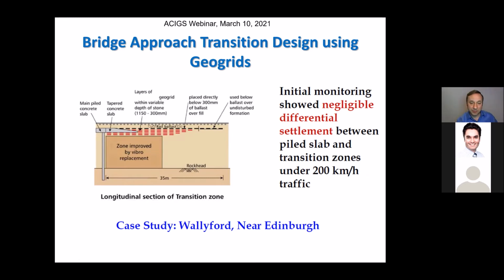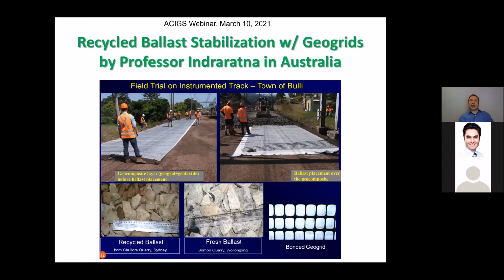that we always use. Going over to Australia now, and I highlighted the title in green because Professor Indraratna has been doing a lot of work on ballast, as you all know him well in Australia. One of his applications that I'd like to highlight here is that both fresh as well as recycled ballast were used in this field instrumentation site, the track in the town of Bulli. This is where he was able to see side by side the effect of a geogrid and geocomposite, basically the geotextile geocomposite reinforcement or stabilization of recycled and fresh ballast.